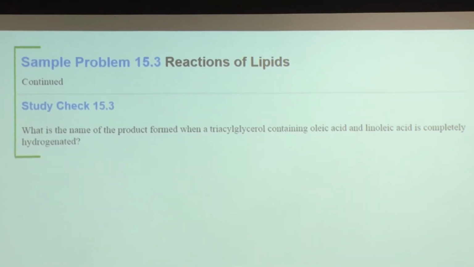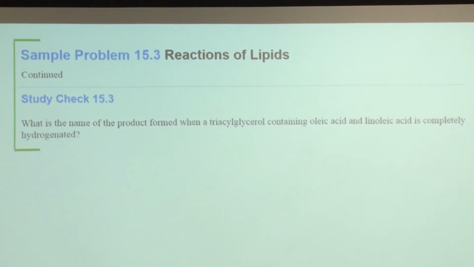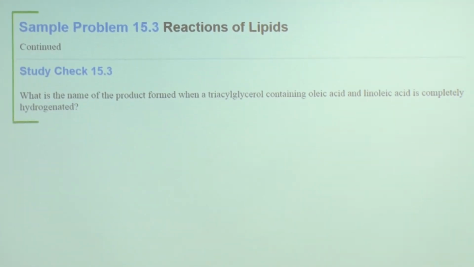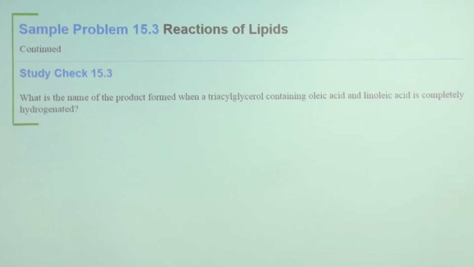What is the name of the product formed when a triglycerol containing oleic acid and linoleic acid is completely hydrogenated? Okay. We have oleic acid and linoleic acid. Let us look up what are these acids, how many carbons? Is there a double bond? Where do you find the information? You are going to look up on page 515. I would suggest you look up 515 as well.